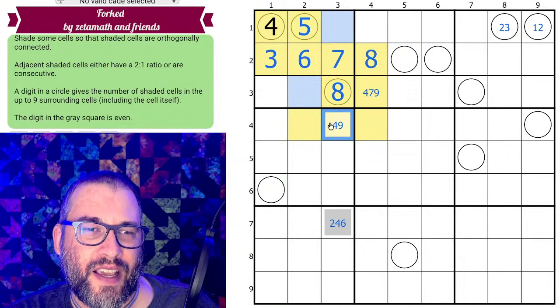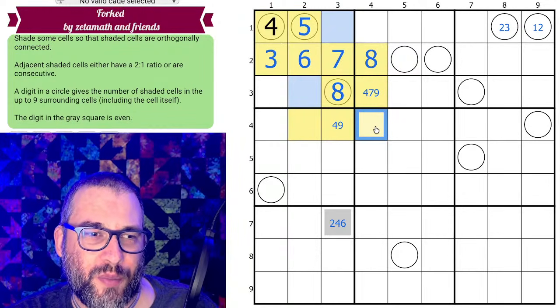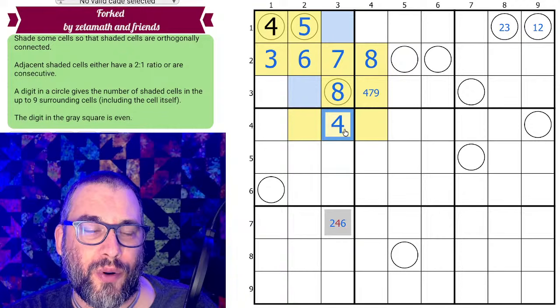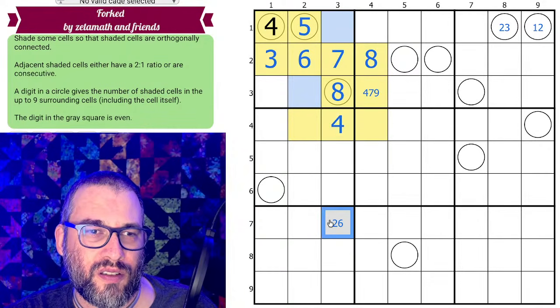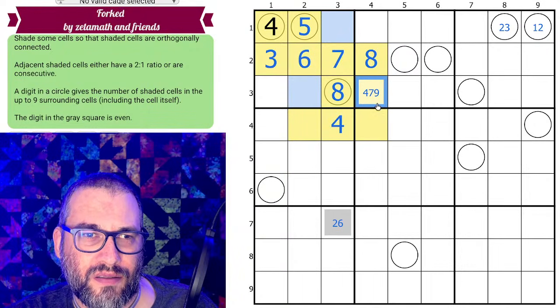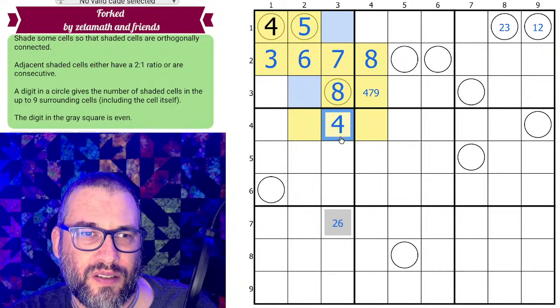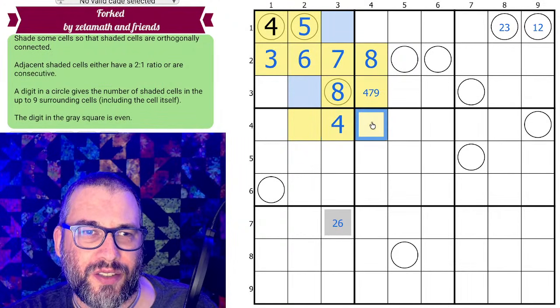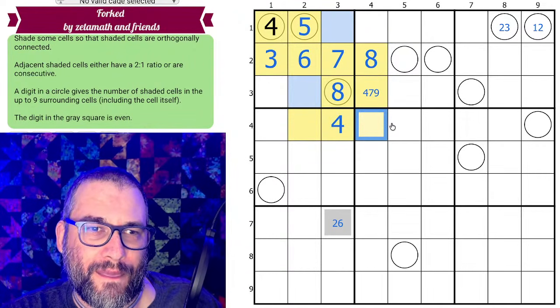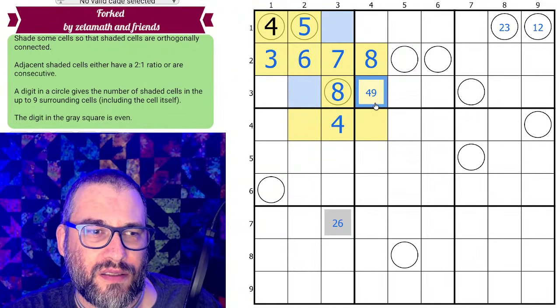This can't be 9 because there would be nothing for this to be. I see. So this is just 4. So this can't be 7, at least. There's nothing that has a relationship with 4 and 7, I don't think. No. So this is not 7.